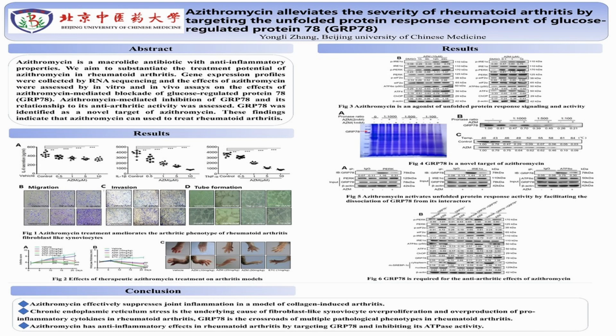The first result is the clarification of the anti-inflammatory effect of azithromycin in cell experiments. Azithromycin dose-dependently reduced the levels of IL-6, IL-8, MMP1, and MMP3 regardless of TNF-alpha or IL-1 beta stimulation. Furthermore, azithromycin treatment reduced the migration and invasion of rheumatoid arthritis fibroblast-like synoviocytes.